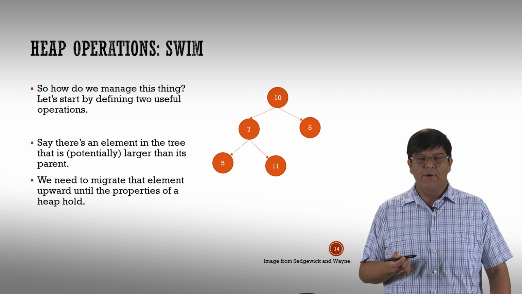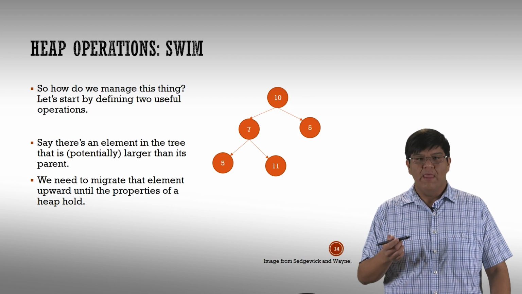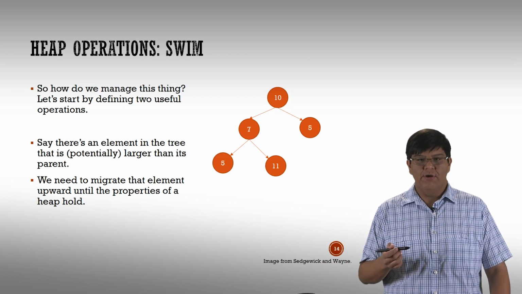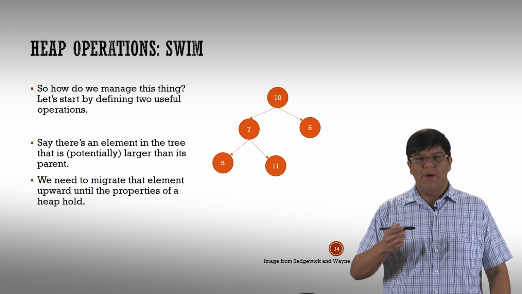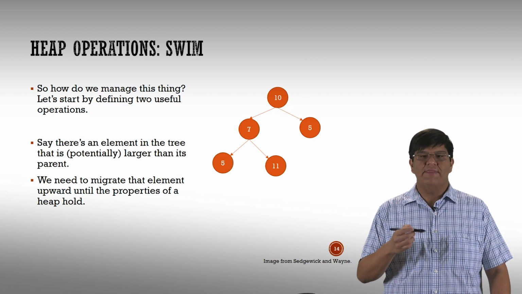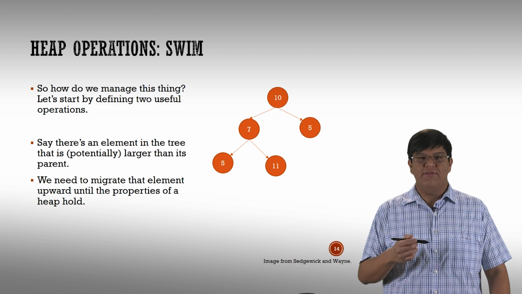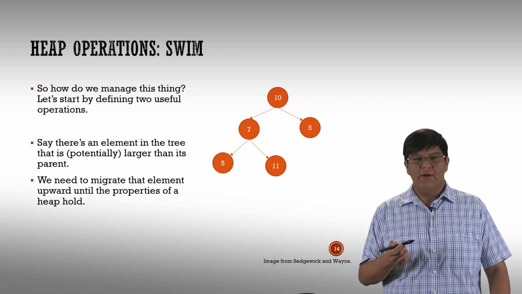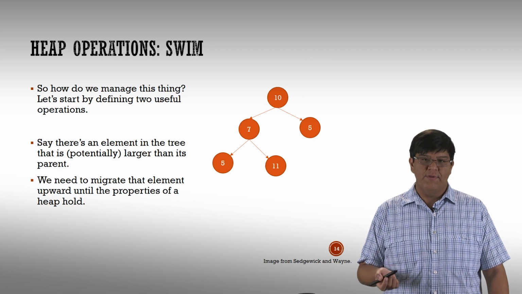And so in order to fix it, we're going to introduce this idea of a swim operation. A swim operation is a heap correction mechanism that takes a node and moves it upwards into its proper position so that you have a heap at the end of the day, rather than something that at the beginning was slightly out of order. Overall, the technique is going to be to migrate that node upwards until we get to the appropriate position.